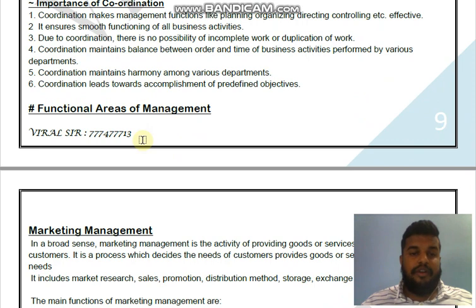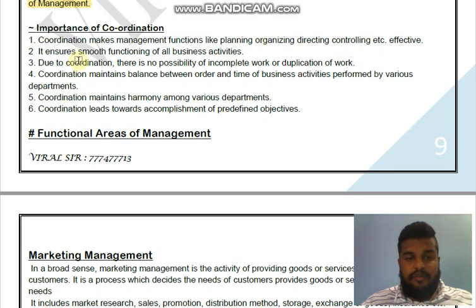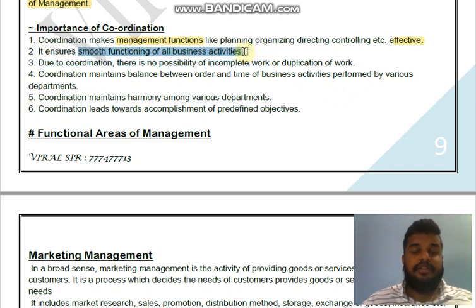Next is importance of coordination. Why is coordination important? Coordination makes management functions like planning, organizing, directing, staffing, controlling, etc. effective. It ensures smooth functioning of all business activities. And due to coordination, there is no possibility of duplication of work or incomplete work. So that is also its importance.